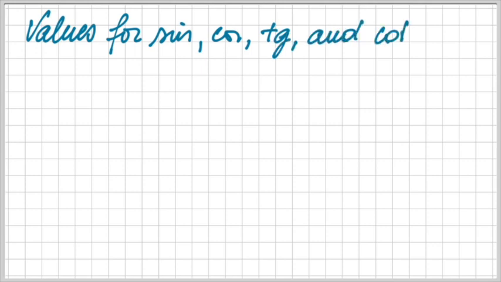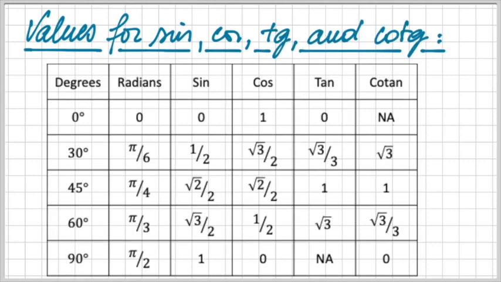We can also look at the values for sine, cosine, tangent, and cotangent. We can calculate them quite easily, and we see for the tangent with 0 degrees, we're at 0, 30 degrees, square root of 3 divided by 3, 45 degrees, tangent is 1, 60 degrees, square root of 3, and in 90 degrees there, the tangent is not defined.